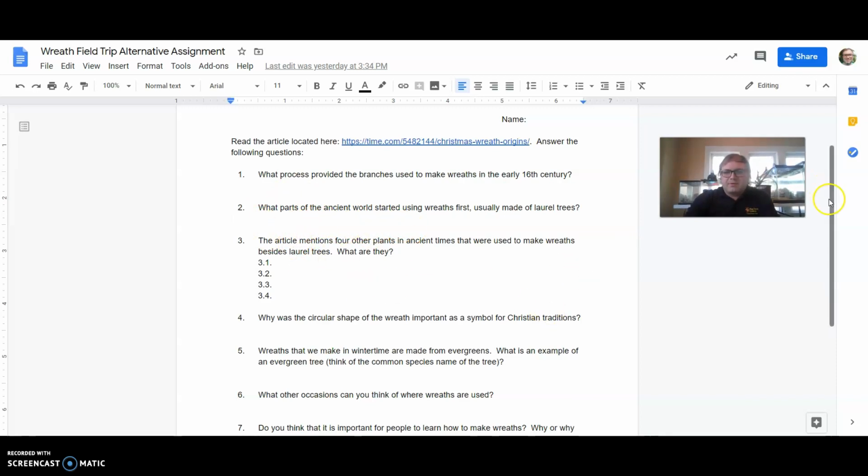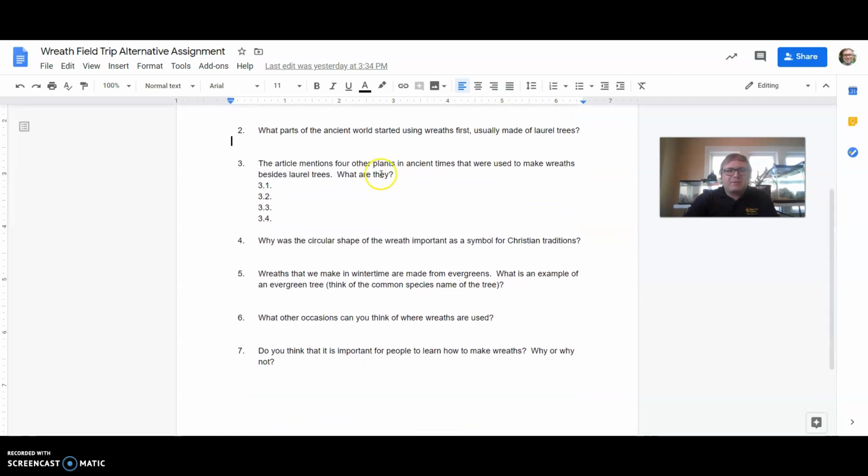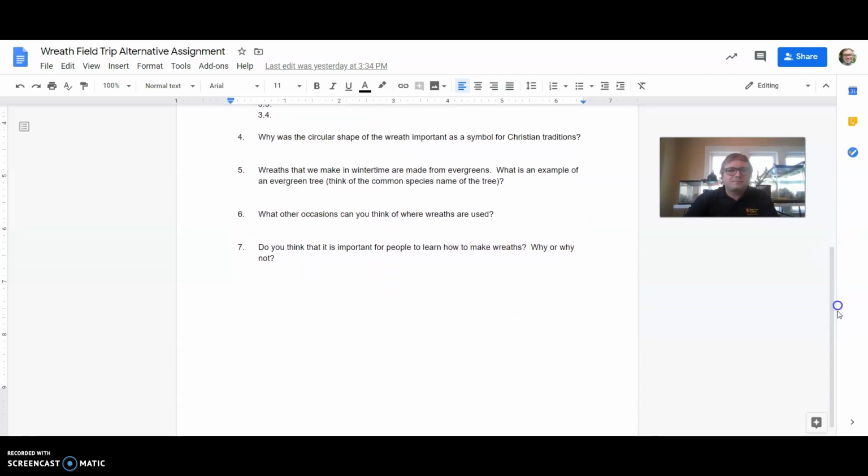Number three, the article mentions 4 other plants in ancient times that were used to make wreaths besides laurel trees. What are they? So again, it's mentioned in the article. You just list those 4. Number 4, why was the circular shape of the wreath important as a symbol for Christian tradition? So again, looking at it from this cultural perspective, what's the significance of the circle?